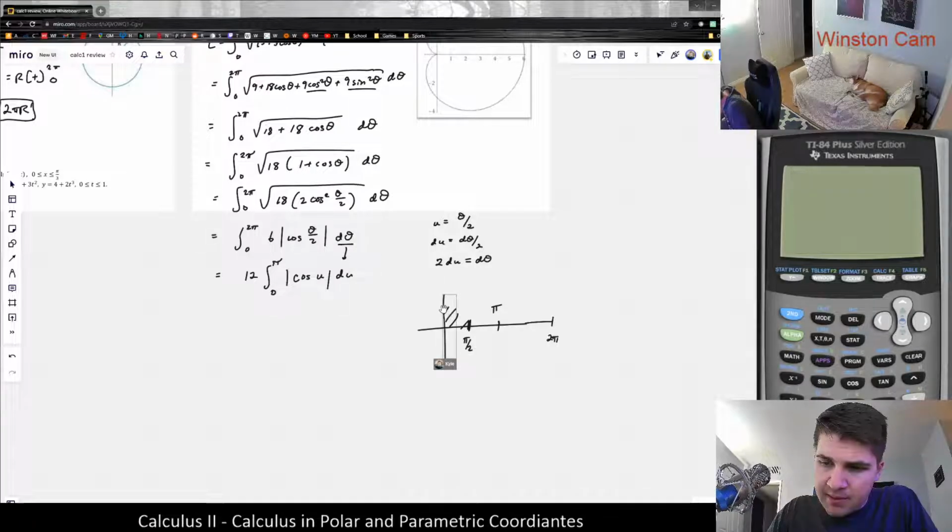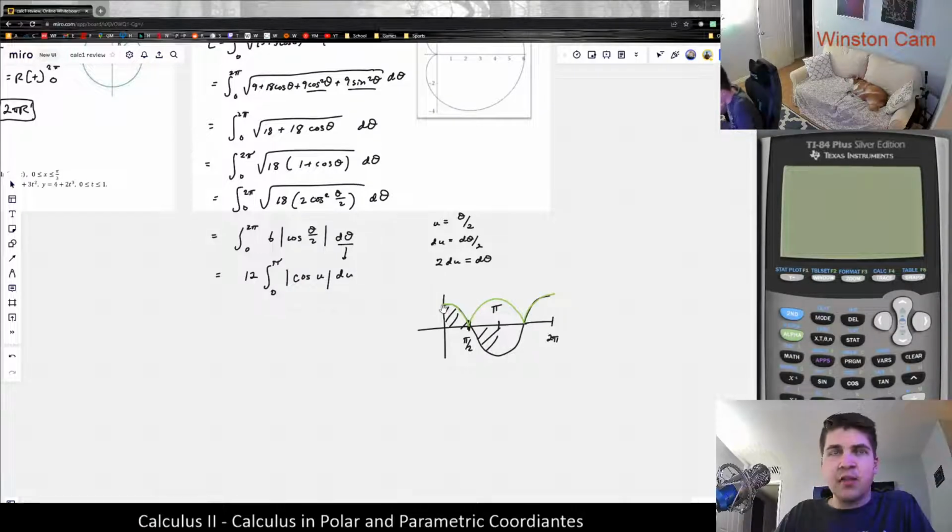Whoops, let me erase. I erased this a little bit too far, and I'll go ahead and draw it in green instead. It will be the same up until pi over 2, and since it's an absolute value, it will be changed to a positive value. And we're going to have a similar looking graph. But essentially, the area under the curve should be the same over here.